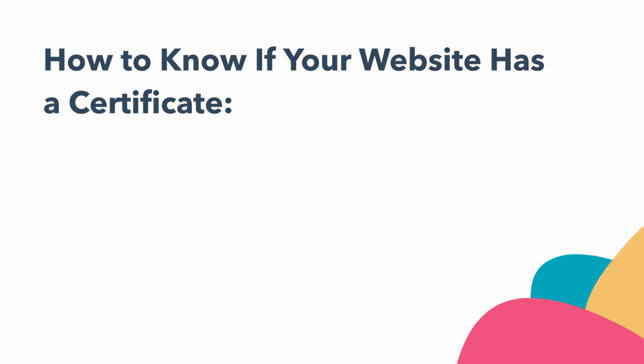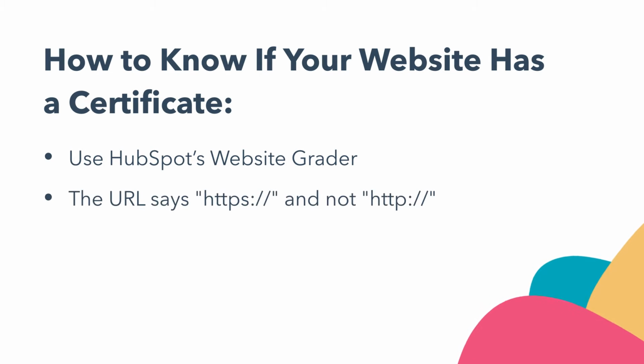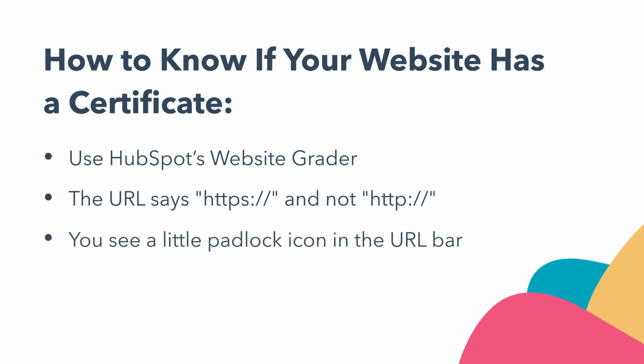There are a few ways to know if your website has a certificate. You can use HubSpot's website grader. The URL says HTTPS and not HTTP. You see a little padlock icon in the URL bar, or the certificate is valid.